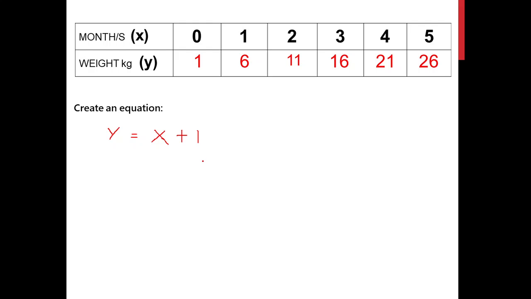Now let's try to substitute the first value. When x is 0, let's substitute 0 here. So there we have 0 plus 1 equals 1. We get the correct value for our first set of values. Let's check if this equation will be true for the next set of values. So when our x is equal to 1, let's substitute 1 here. 1 plus 1 equals 2. So this equation is not applicable on our second set of values.